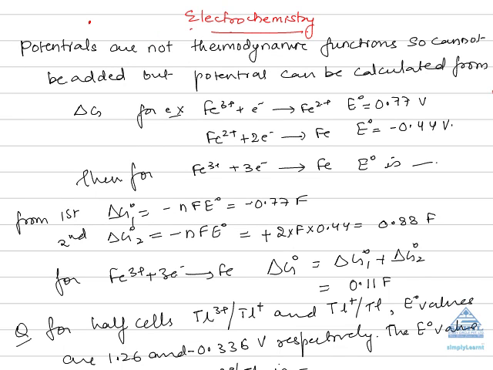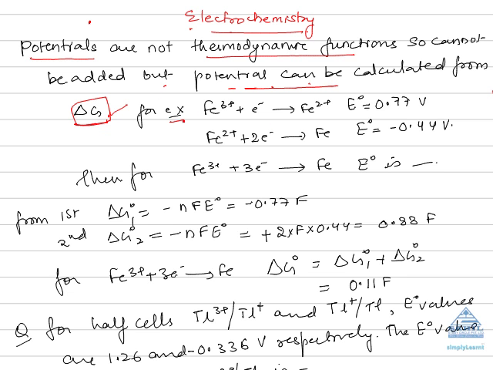In electrochemistry, the electrode potential of the cell cannot be found directly. They are not thermodynamic functions, so they cannot be added or subtracted by any means. But the potential can be calculated for redox reactions by using the value of delta G. Now delta G is a thermodynamic function, so it can be added or subtracted.